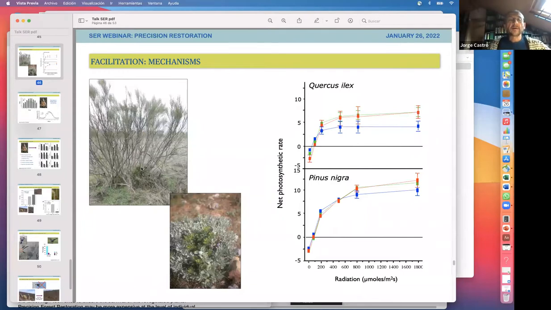So coming back to assembly rules, there are many pairs that have been very well described in some systems of plants that facilitate the recruitment of others. But we also have to watch the protection from herbivory. This is why usually denser, more spiny plants are better against herbivores, although spiny shrubs usually are not so good as benefactors, okay? But we have to see the net effect, basically.